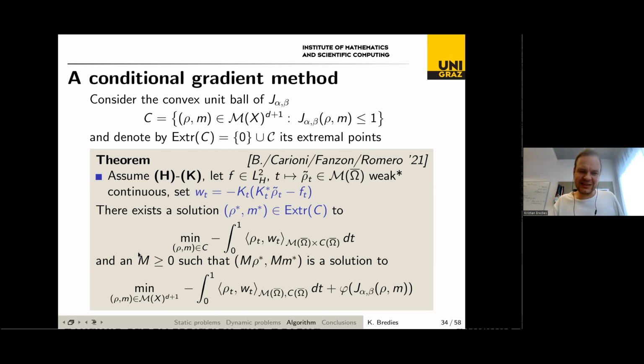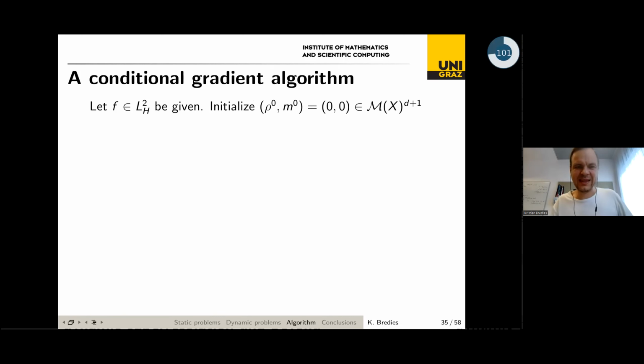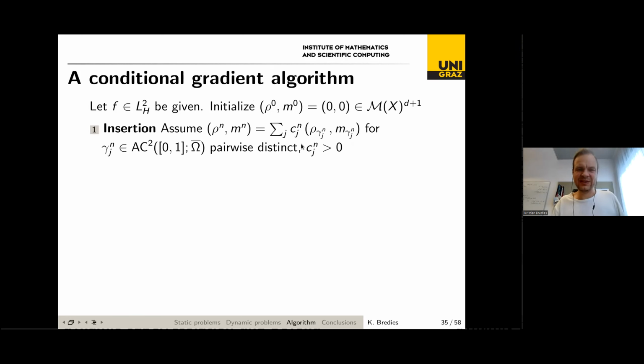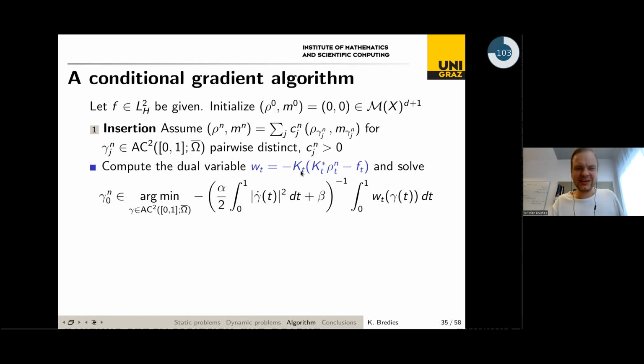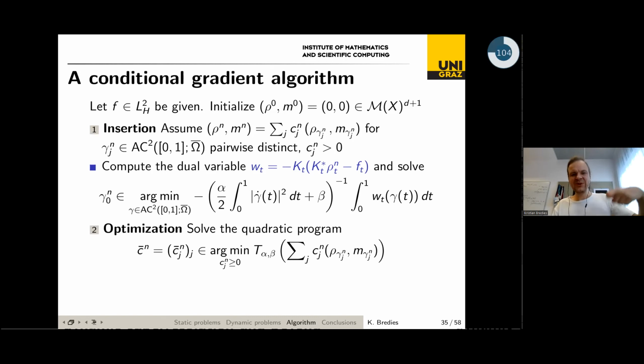And once we have found this, you can compute a constant. If you rescale the solution, we get the solution of the original subproblem of the conditional gradient method. Okay, and this is already giving us the method, right? So we start, let's say, with zero, and then we have a finite number of extremal points here, which correspond to these trajectories. And of course, the weights can always be positive. Then we compute the dual variable, and then we're solving among all the extremal points the minimization problem here, and this can be rephrased as this.